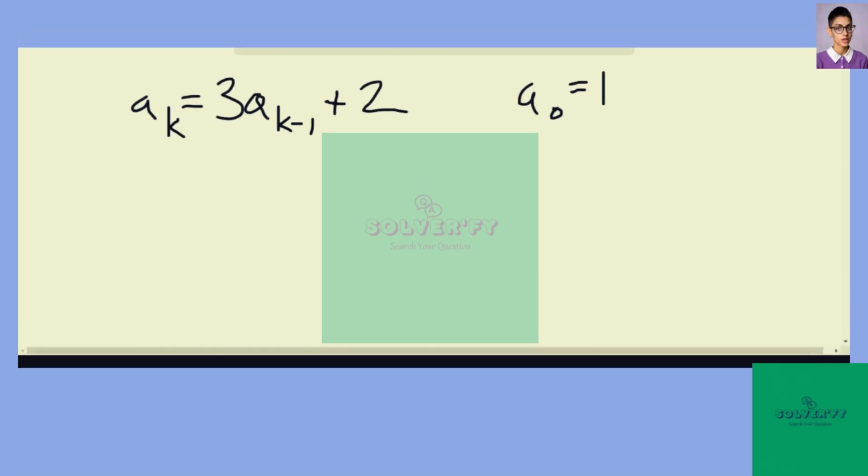We're given a recurrence relation and an initial condition, and we're asked to use generating functions to solve this recurrence relation with initial condition. The recurrence relation is a_k = 3a_{k-1} + 2, where a_0 is equal to 1.